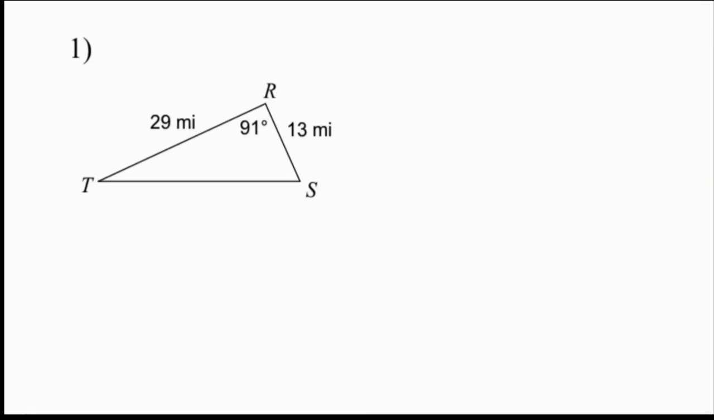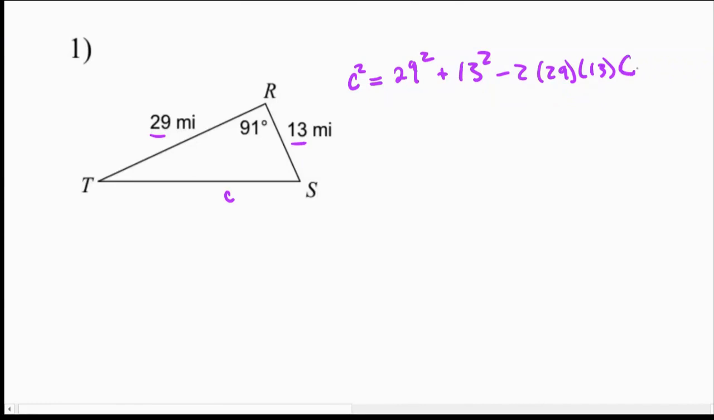So I'm going to rely on the law of cosines in this one to try and solve for, let's call it this side here, TS. And because I have the opposite angle here, I can go ahead and plug that in. So I'm looking for this side length we'll call C, and then my other two side lengths, 29 and 13, are going to be my A and B in my formula. If you don't remember the formula, take a look back at notes, cosine of 91.